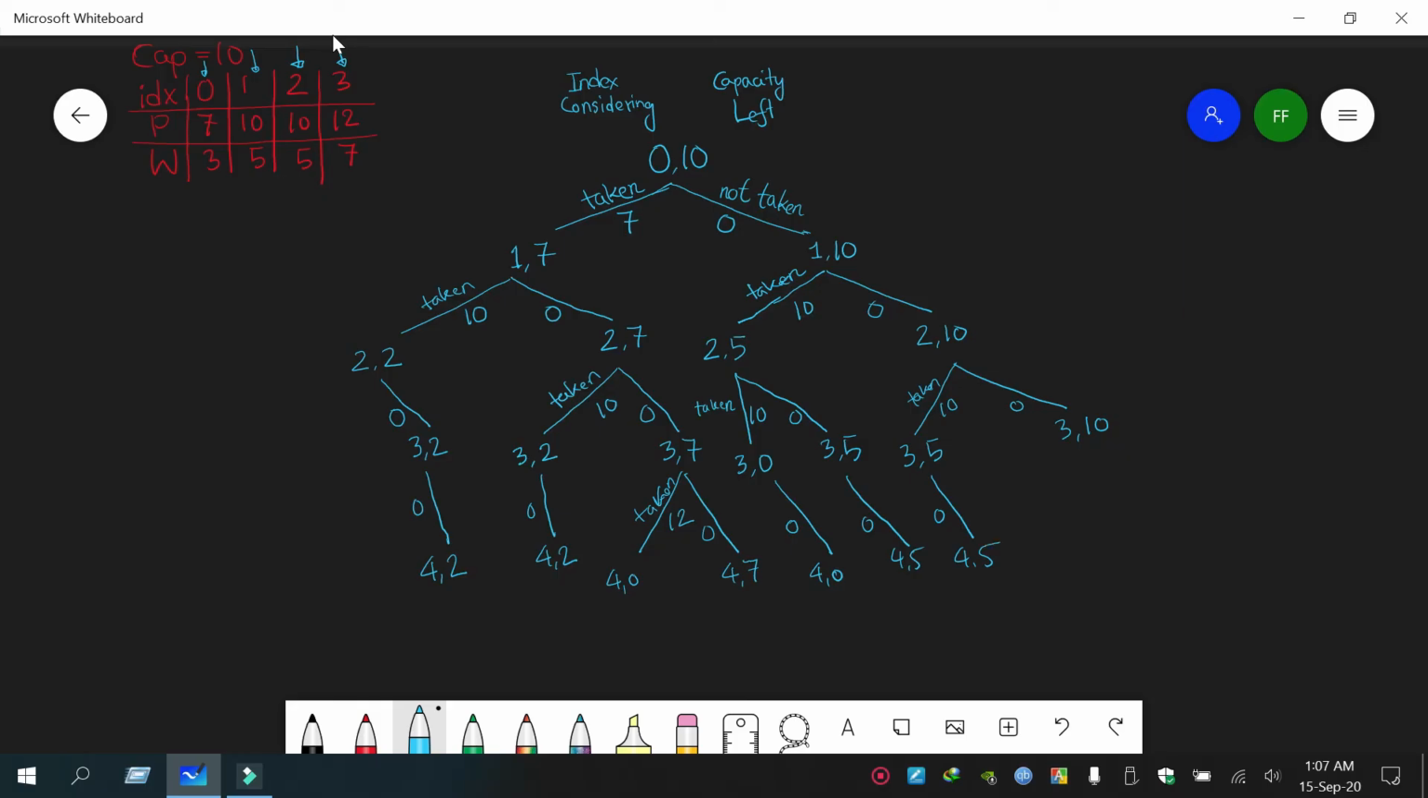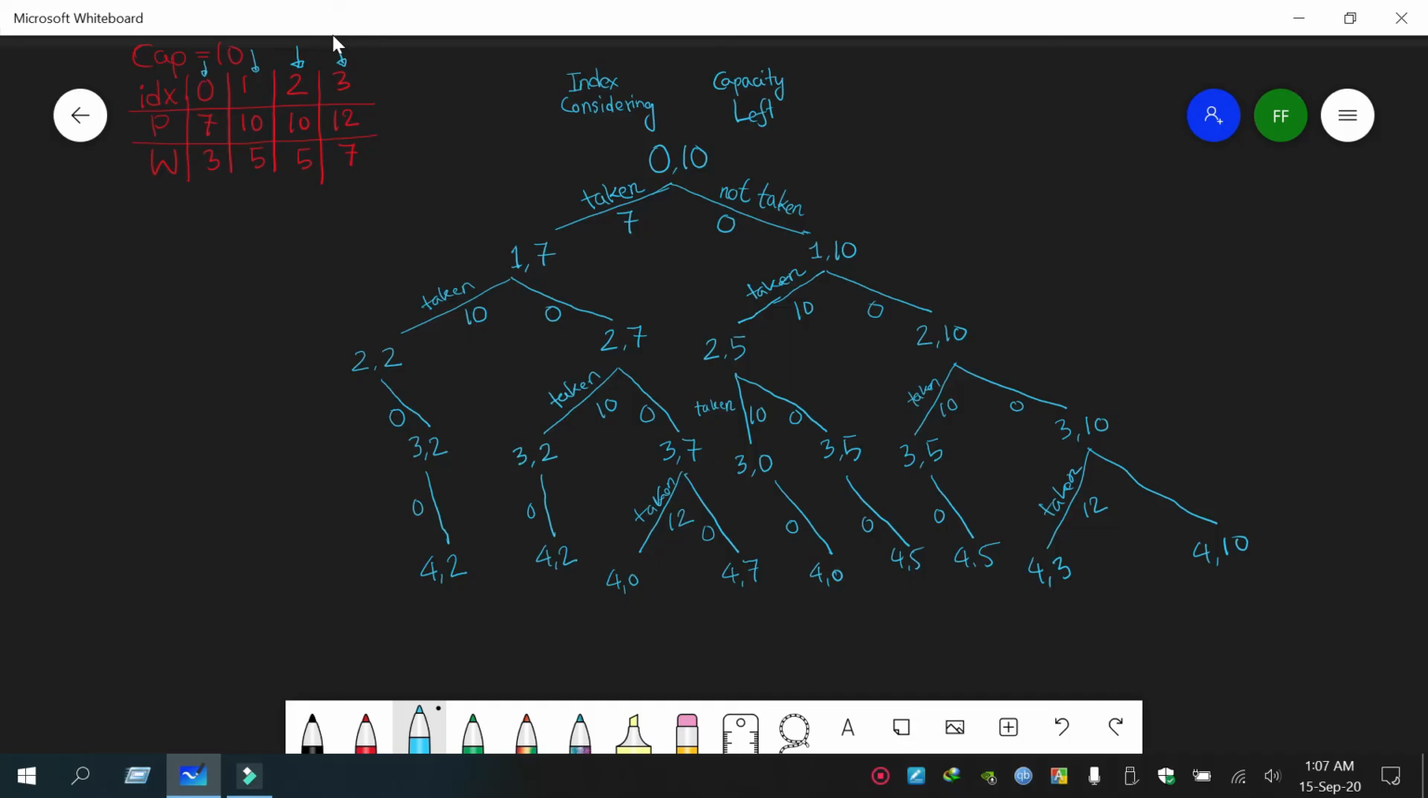But from 3 10 we can take the item because it weighs 7 and the leftover capacity is 10, and 12 will be added, it will be 4, and 10 minus 7 is 3, and if we don't take it, then it will go to 4 10. And that's all the cases.